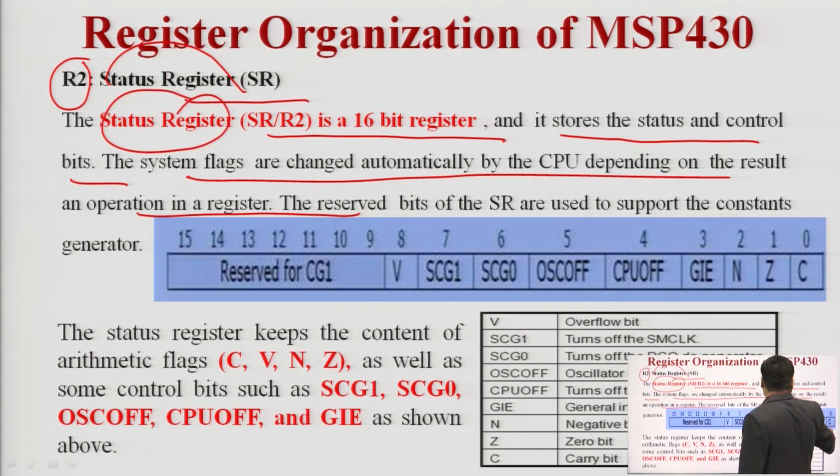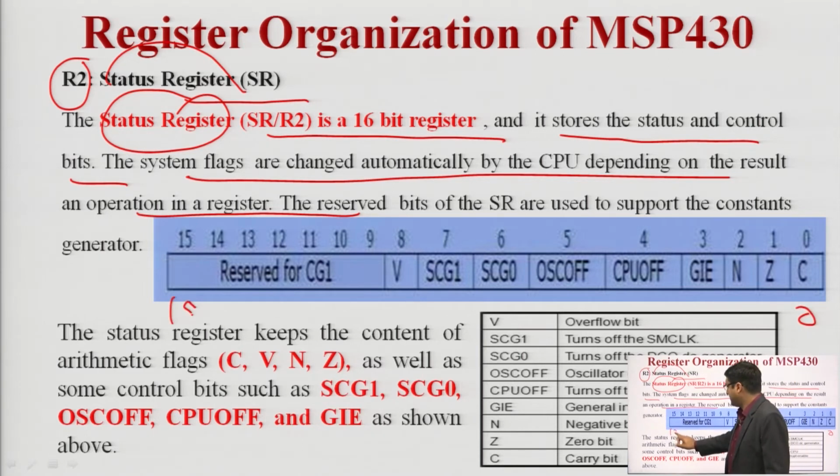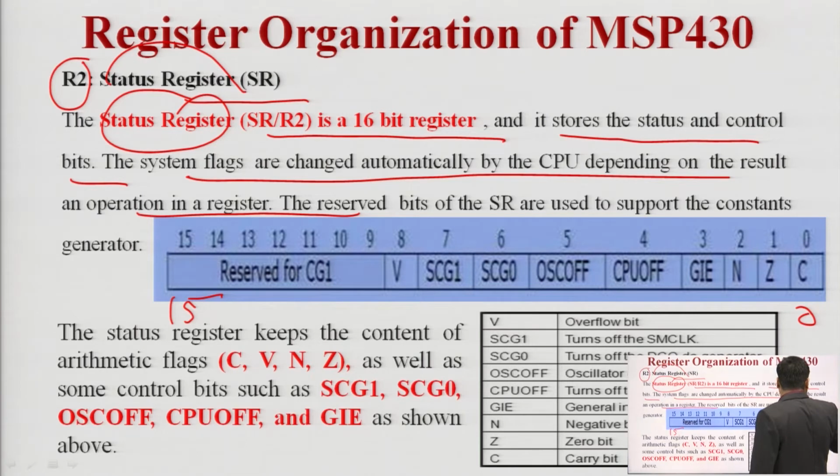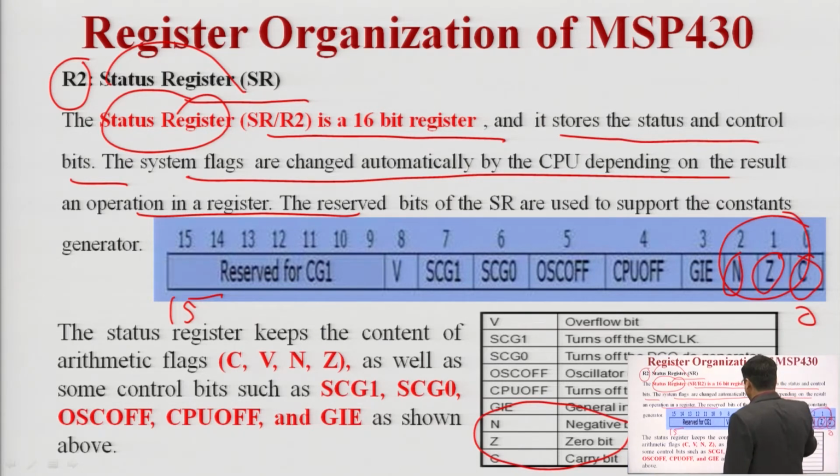So, it has a variation from 0 to 15. This is the status register available. We can see that bits 0, 1 and 2 are dedicated for the flags. N means the negative bit, Z means the zero bit and C means the carry bit. And from 9 to 15, it is reserved only for the CG1. CG means constant generator 1 values.